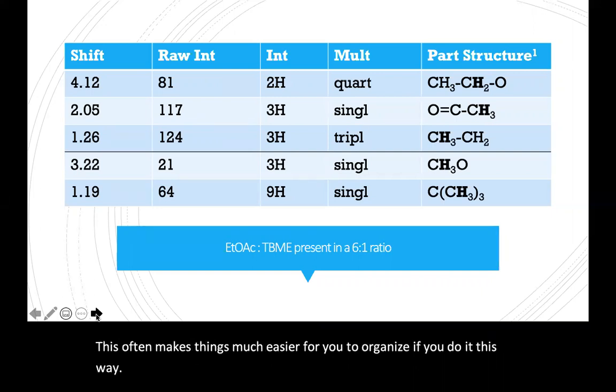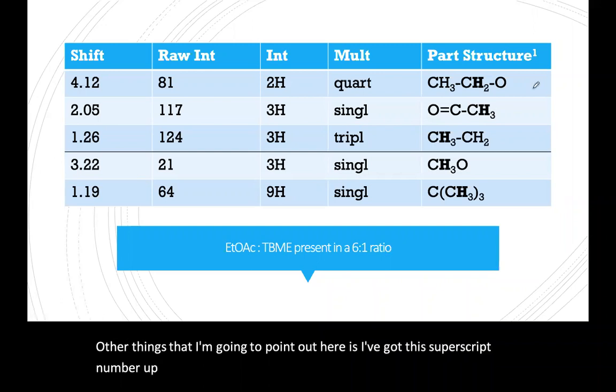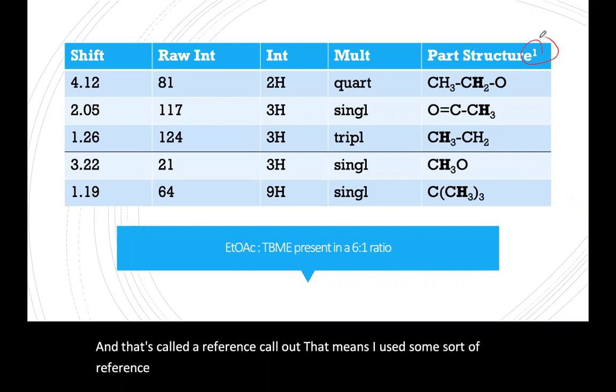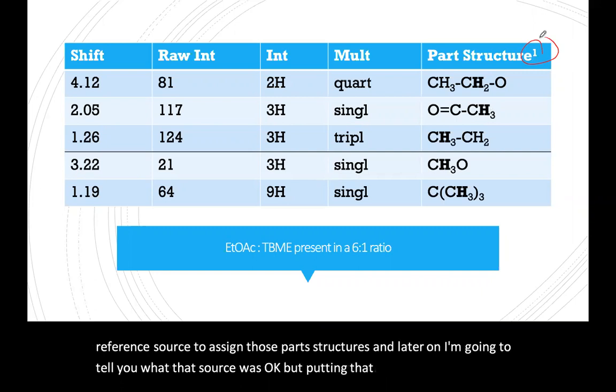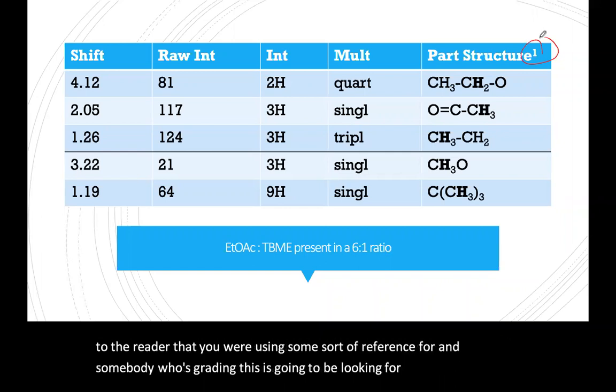And the other thing that I'm going to point out here is I've got this superscript number up here in this part, and that's called a reference callout. That means I used some sort of reference source to assign those part structures, and later on I'm going to tell you what that source was, okay? But putting that callout there is a signal to the reader that you were using some sort of reference for that, and somebody who's grading this is going to be looking for things like that, okay?